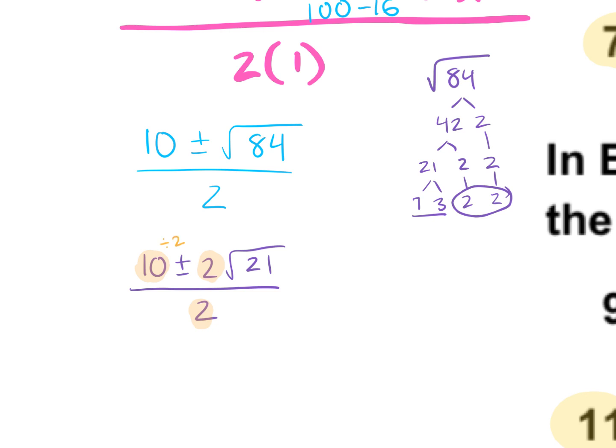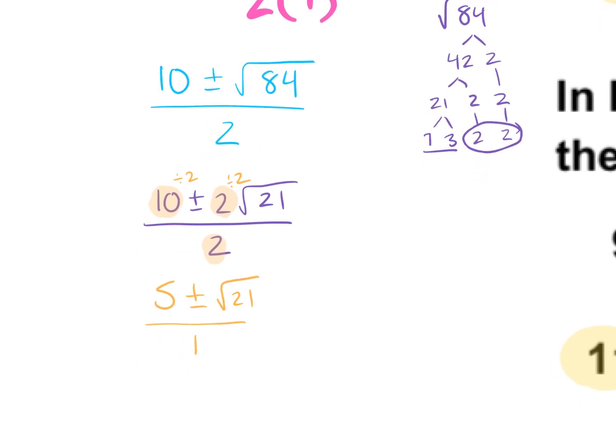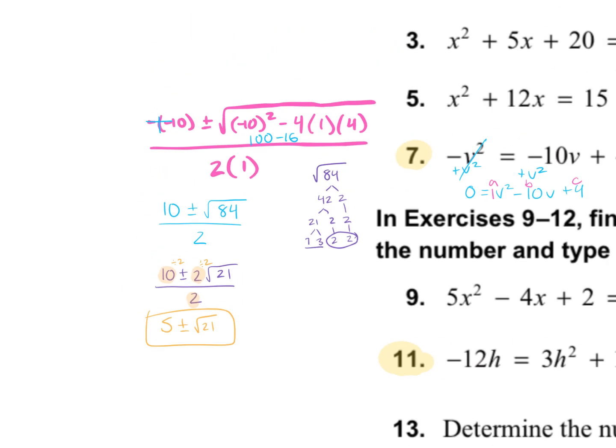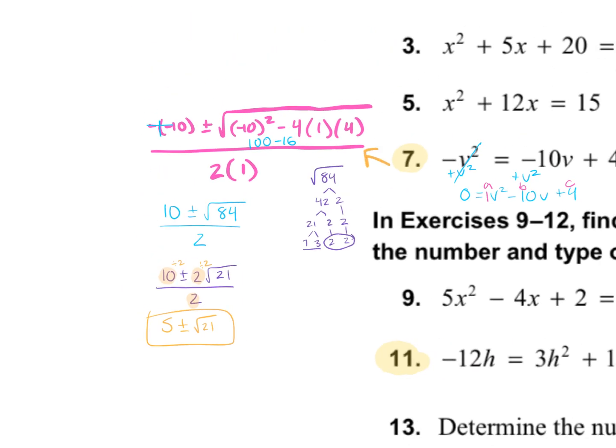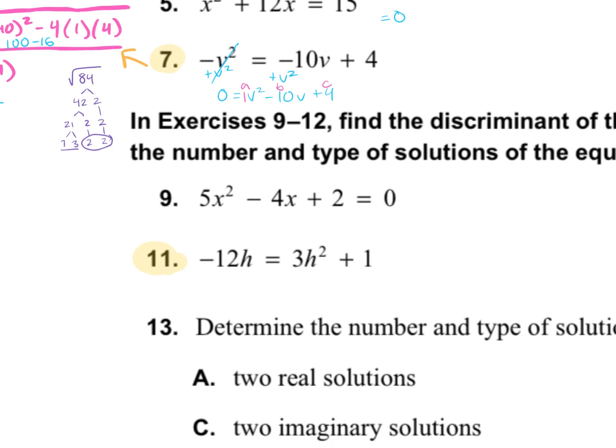Yes. So let's divide them all by 2. So we have 5 plus or minus 1 square root 21, which is just square root 21, over 1. Do I need the 1 in the denominator there? No. So 5 plus or minus square root 21. So this was number 7. All right, let's look at 11.